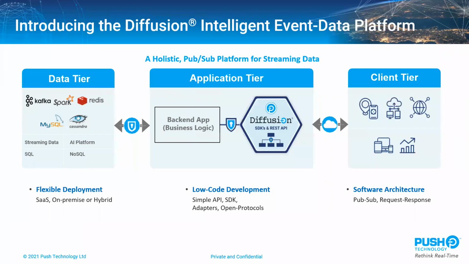So when we look at introducing Diffusion, the intelligent event data platform, Diffusion is a holistic hub-sub platform for streaming data. The three primary components to Diffusion: on the consumption side, our gateway services have the ability to consume data through a number of different APIs and a number of different adapters that you will see today. The adapter that we're going to be showcasing today is our Kafka adapter, which is available for all environments. It's available in the cloud. It's available as a service as part of the Diffusion cloud product itself.